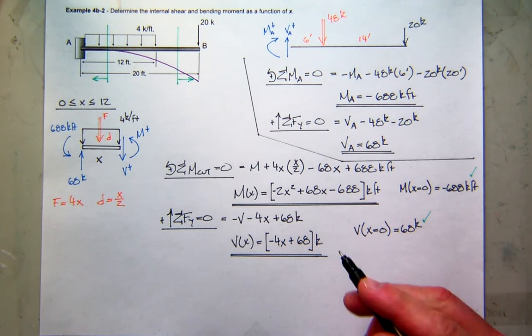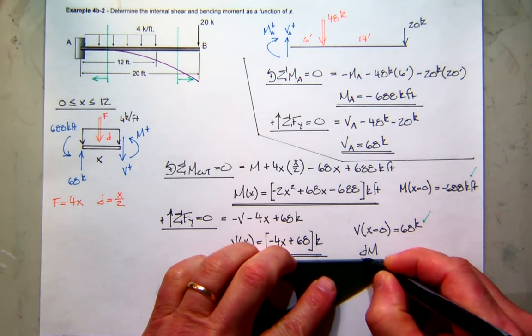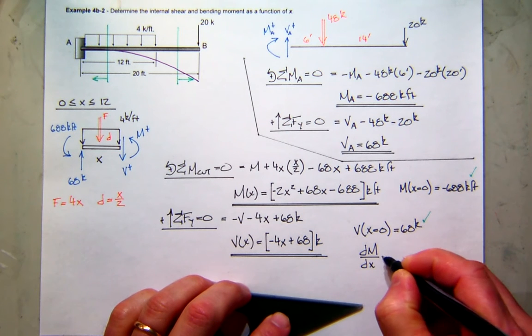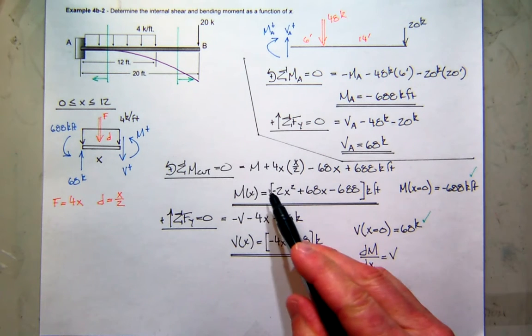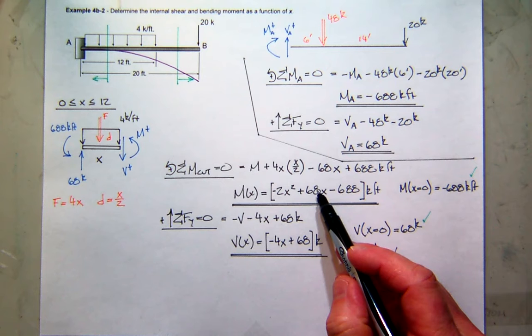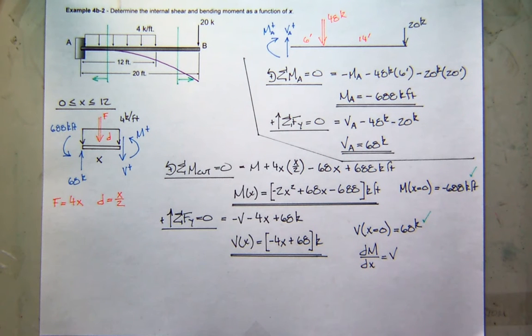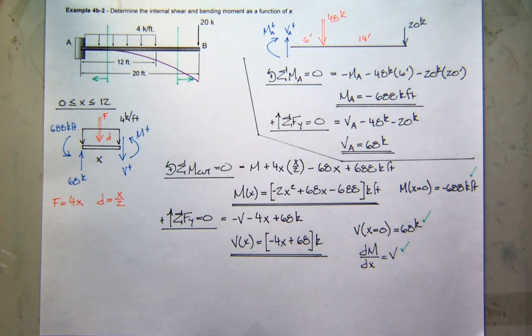We haven't derived it yet, but we've kind of empirically found that we think the derivative of the moment is equal to the shear. If you take the derivative of this polynomial, what do you get? You get minus 4x plus 68. So that's also valid. So there's a couple of checks right there to let you know that you're probably doing okay right now. Any questions about that? That's probably the hardest part of this particular problem.